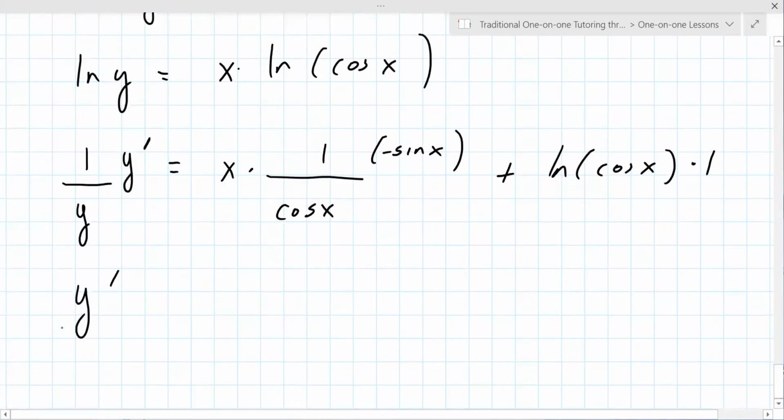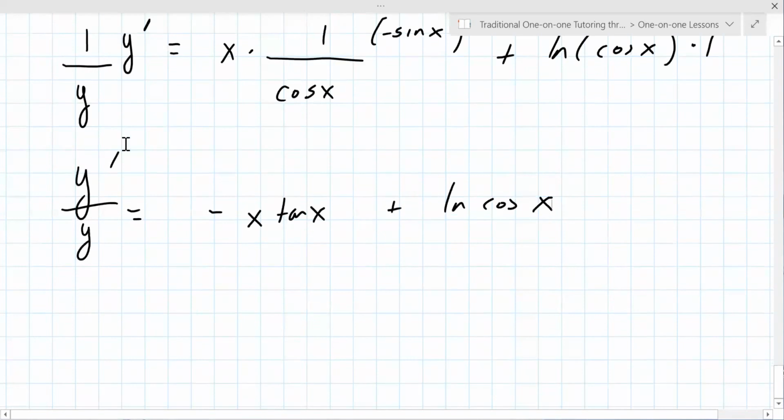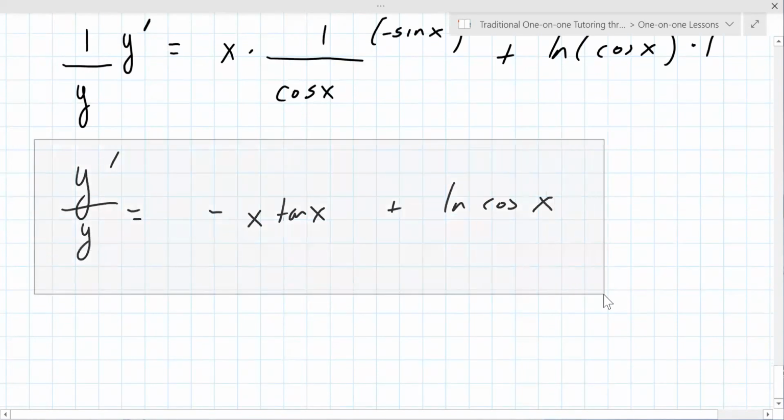So I'm going to just slightly clean up everything here. Sine over cosine is tangent. So this becomes negative x tangent x plus natural log cosine x. We are not done though, because you have not solved for y prime. You still have y prime over y. So to make this work, you have to multiply both sides by y.